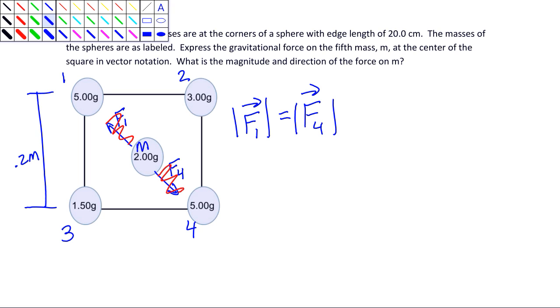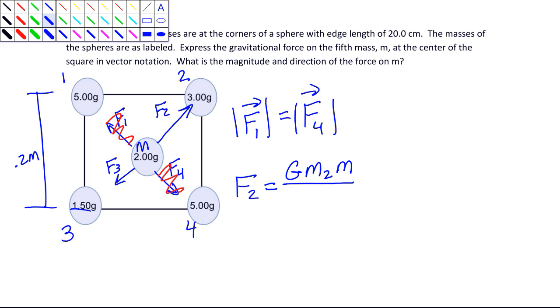And then I can also draw F2, which is in this direction, and then F3, which is in this direction. And notice that I've drawn F3 smaller. It actually turns out that F3, because this mass is half the size of mass 2, is going to be half the magnitude of F2. Now let's calculate F2. I'm just going to calculate the magnitude. That's G m2 m over r squared, where r is the distance between mass 2 and the central mass.